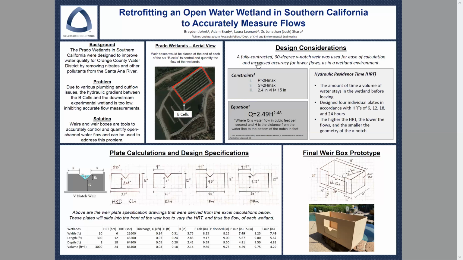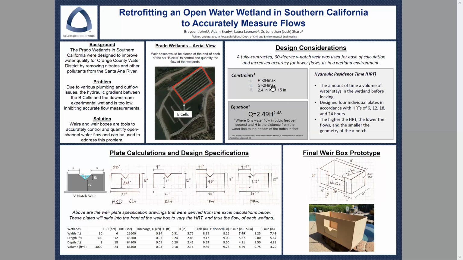So I decided to go with a fully contracted 90-degree V-notch Weir for various reasons. The first one was the ease of calculation. So below is an equation from the U.S. Bureau of Reclamation's Water Measurement Manual, and it is for a 90-degree V-notch Weir, which if you look down here, 90 degrees is this theta measurement of the notch. And Q, which is the water flow in cubic feet per second, equals 2.49 times H, which is the distance from the top of the water flow to the bottom of the notch, to the power of 2.48.